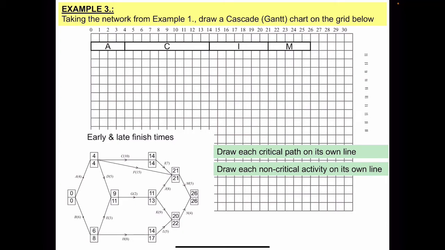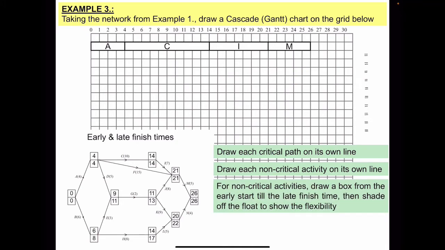So for example, B is the first non-critical activity. It starts at 0 and finishes at 8, but there are 2 hours of float, because 8 minus 6 minus 0 is 2. So you can shade the last 2 hours of the project, or the last 2 little squares that represent the hours or days, the unit of time. So the next one is D. D starts at 4 and finishes at 11, but again the last 2 squares represent the float.